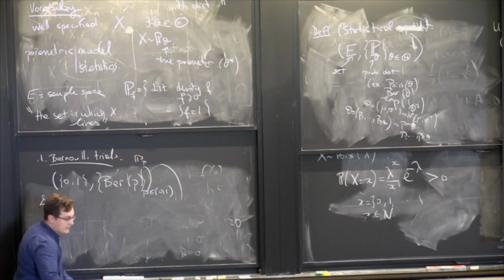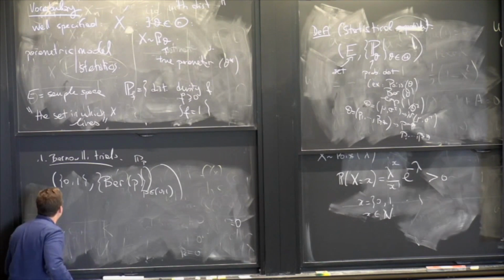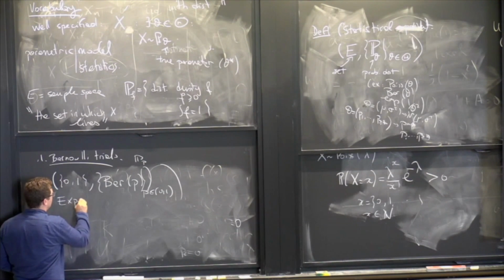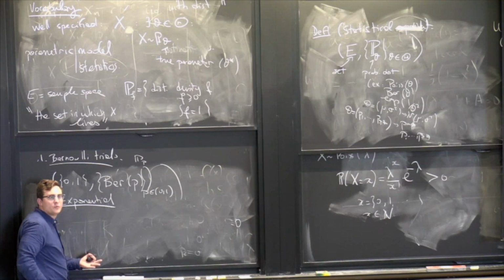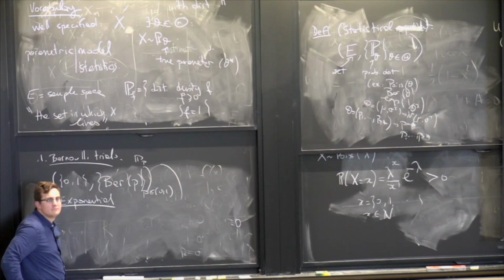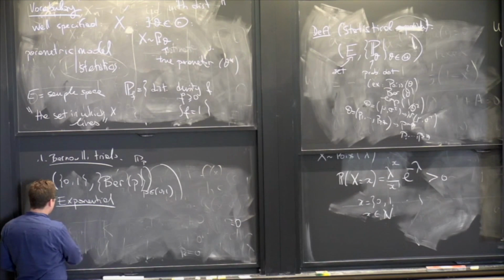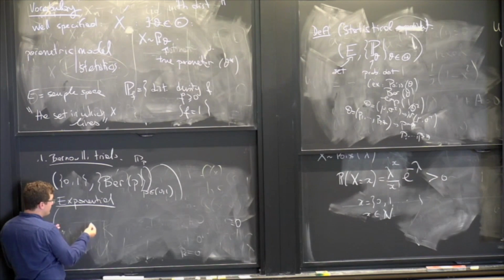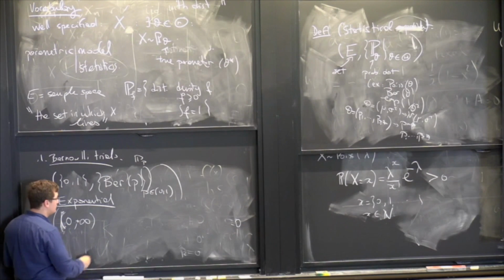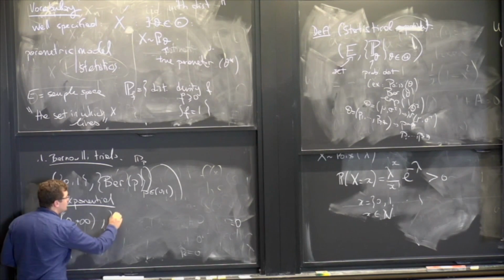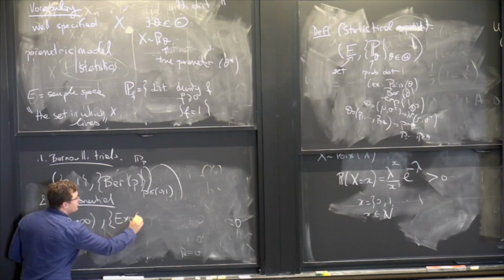Now the next one, what do we have? Exponential. When I have exponential distributions, what is the support of the exponential distribution? What values can it take? 0 to infinity, right? So my sample space is the set of values that my random variables can take. Actually, I can remove the 0 again: 0 to plus infinity. And then the family of distributions that I have are exponential with parameter lambda.